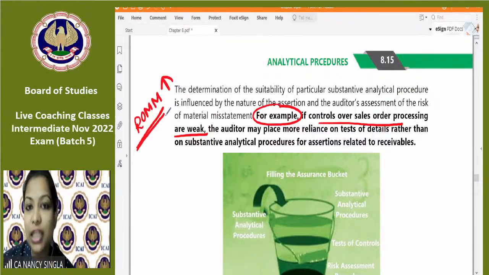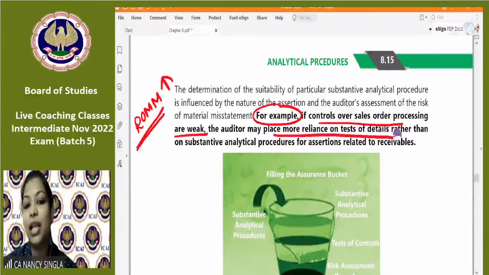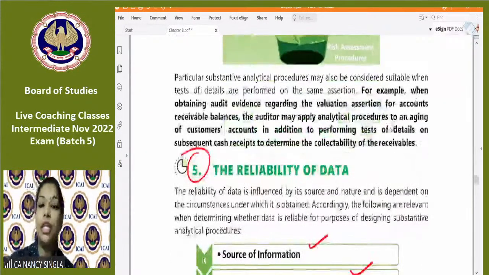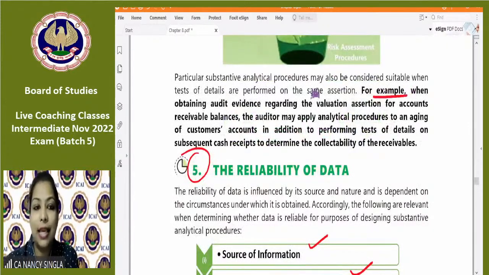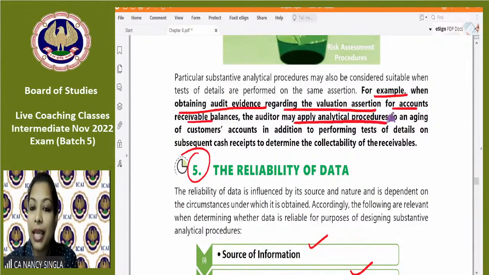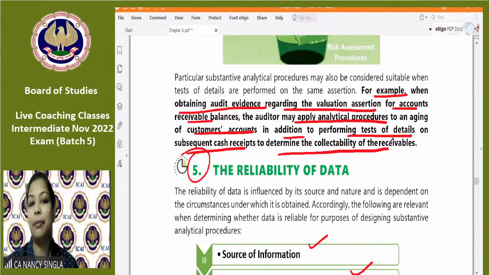If risk of material misstatement is high, control risk is high, that is control is weak, auditor will place more reliance on test of details. Okay? And auditor may use a combination of both. For example, obtaining audit evidence regarding the valuation assertion for account receivable, auditor may apply analytical procedure for the aging of customer accounts in addition to performing test of details on subsequent cash receipts and collectability of receivables.